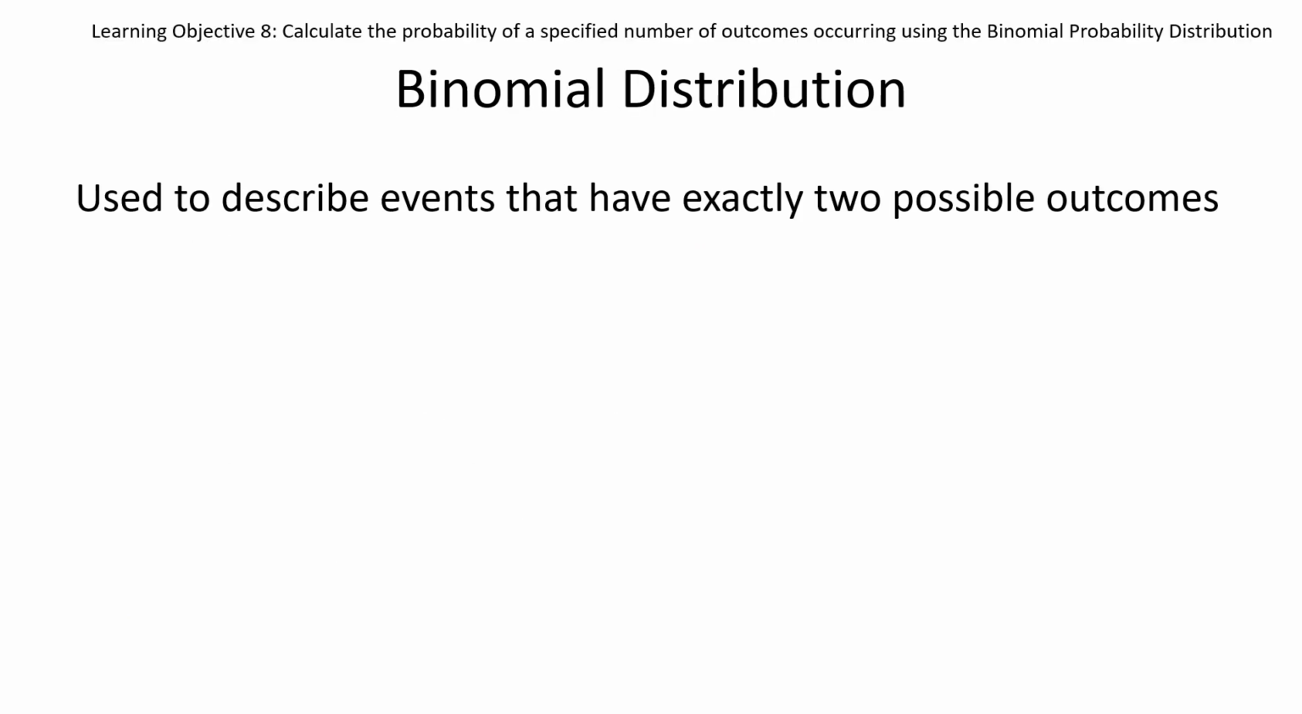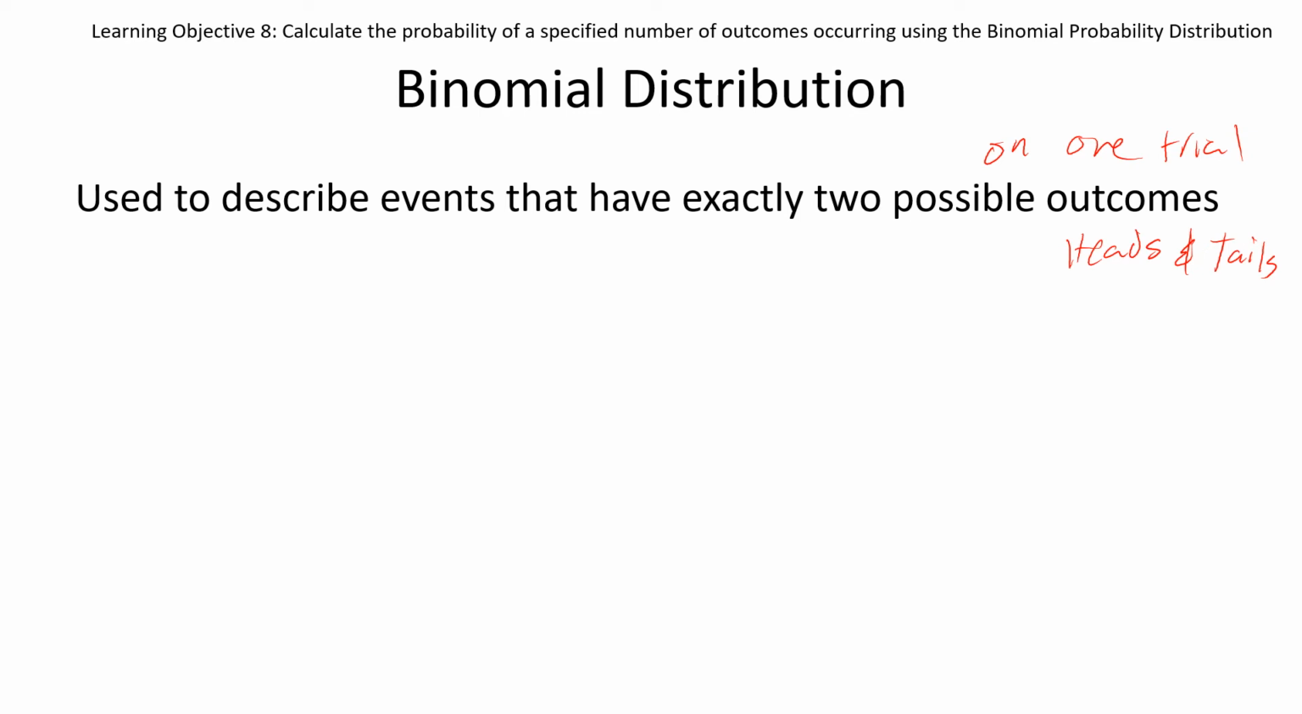So looking at that binomial distribution, which is learning objective 8, calculate the probability of a specified number of outcomes occurring using the binomial probability distribution. You'll notice right there that it's talking about a specified number of outcomes. So it is any time where you have exactly two possible outcomes on any given trial, on one trial. What do I mean by that? Well, obviously, like heads and tails, there's two outcomes. But how would we do it, let's say, with rolling a die or a deck of cards?